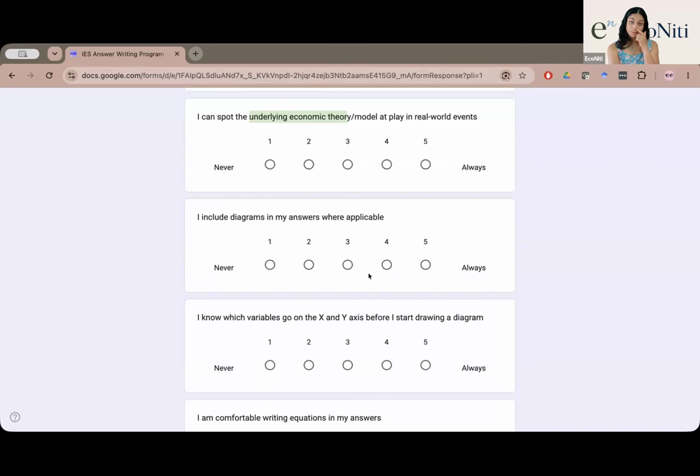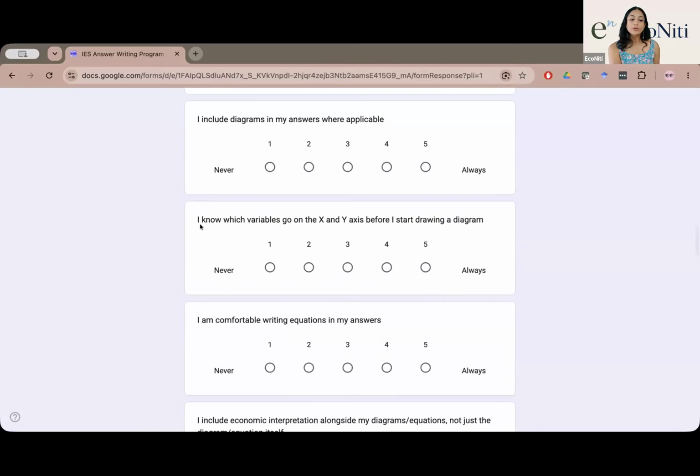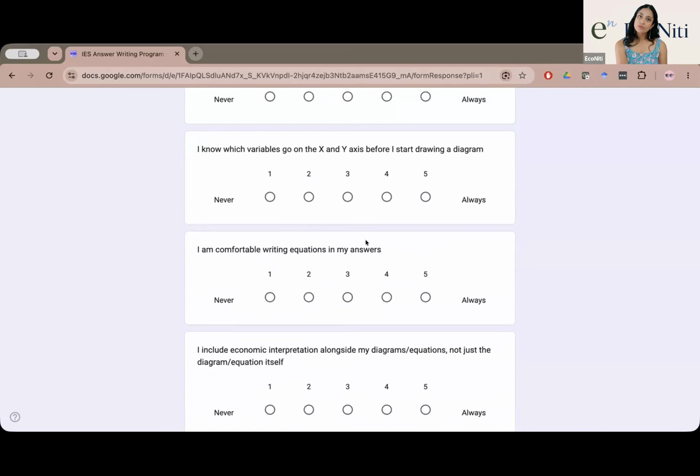Diagrams, very important. So are you including diagrams या miss कर देते हो उसको? Do you know कि diagrams में exactly कौन से variable कहाँ पे कौन से axis पे जाता है? I'm comfortable writing equations in my answers. Every time the aim is to move towards 5. The questions have been designed like that so that you always try to move towards 5. ये मत confuse हो कि कभी 5 पे जाना है कि कभी 1 पे जाना है.